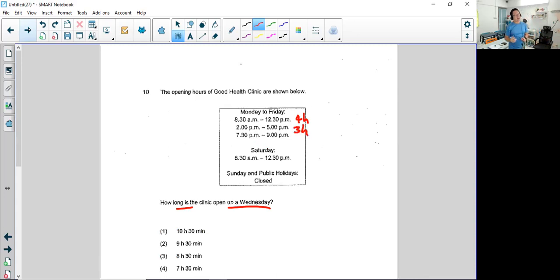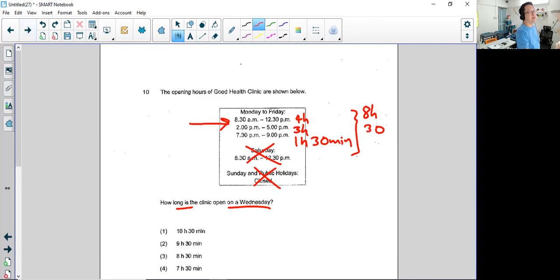And then 7:30 to 9 p.m., well, you can do some mental. 7:30 to 8:30 is 1 hour. Then 8:30 to 9 p.m. will be 30 minutes. Now, if you are unable to do mentally, then you draw a timeline. You are looking at how long the clinic is open on a weekday, on a Wednesday. So you should be looking at here and not this one, because these are weekends. So what is the total time that the clinic is open? You have 4 plus 3 plus 1, that will be 8 hours and 30 minutes. So your answer will be number 3.